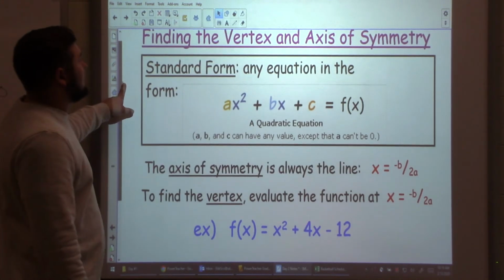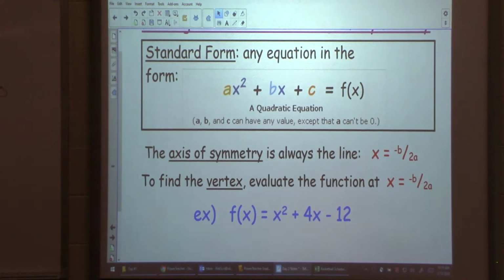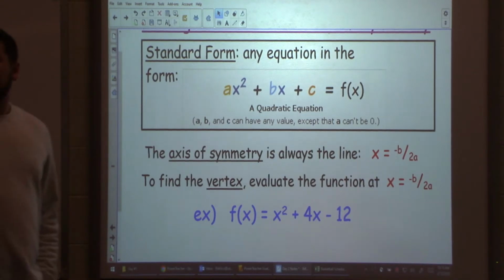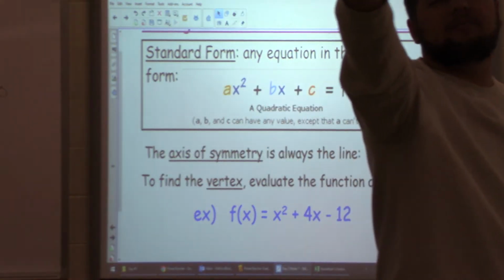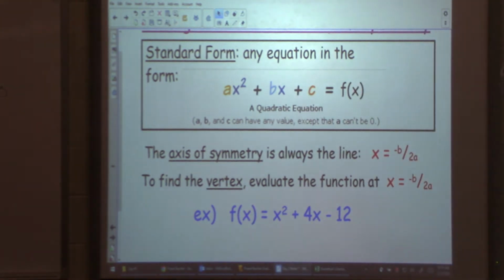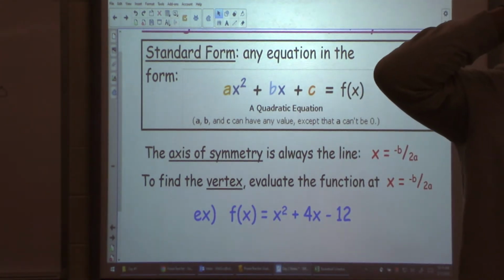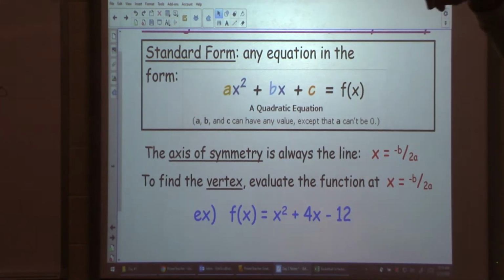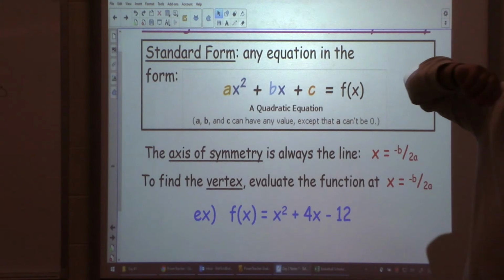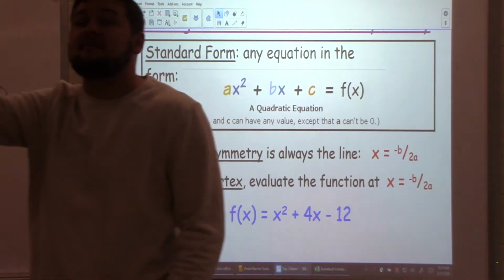Alright. So, standard form: ax squared plus bx plus c. a, b, and c are all constants. What are constants? In math, what is a constant? Something that stays the same or doesn't change.